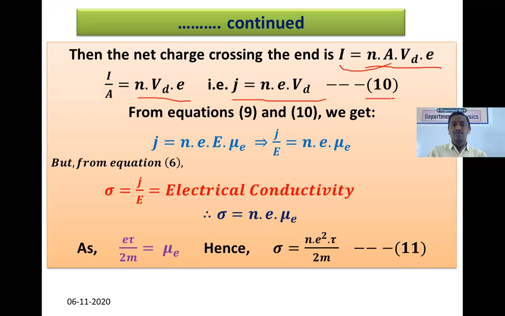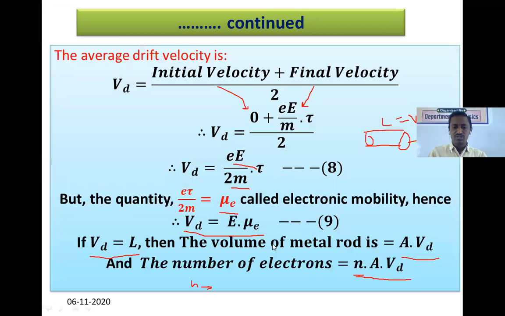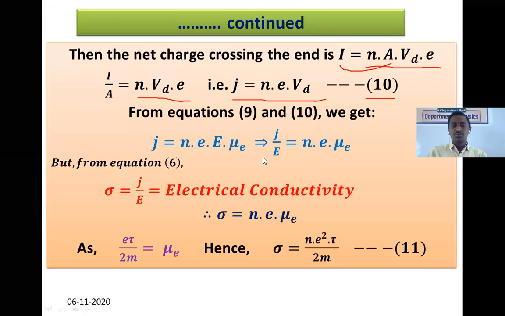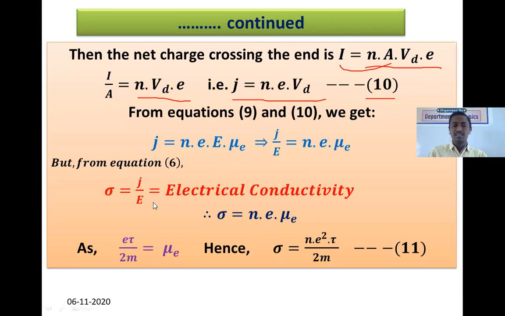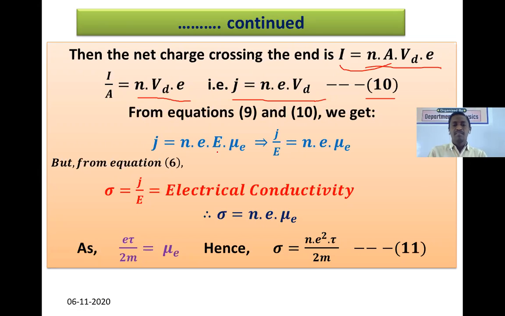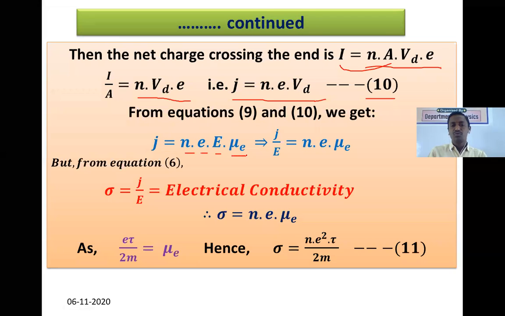But we know Vd equals, just see the previous equation, Vd equals mu E times E from equation 9. So put in place of Vd, just substitute mu E times E. So the equation becomes J equals n into E into mu E into E.